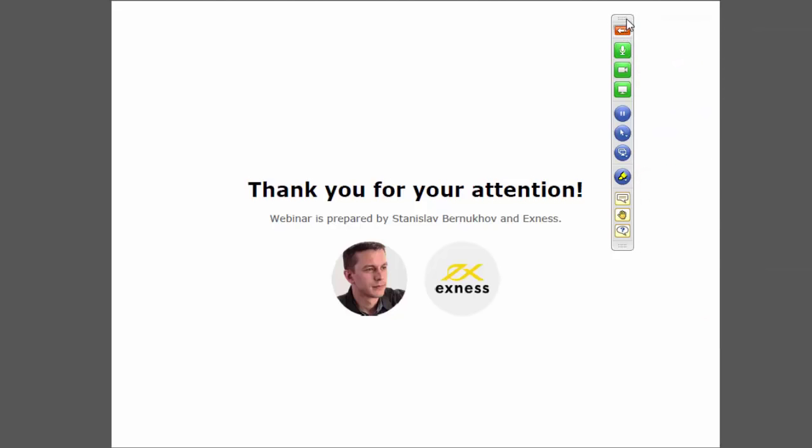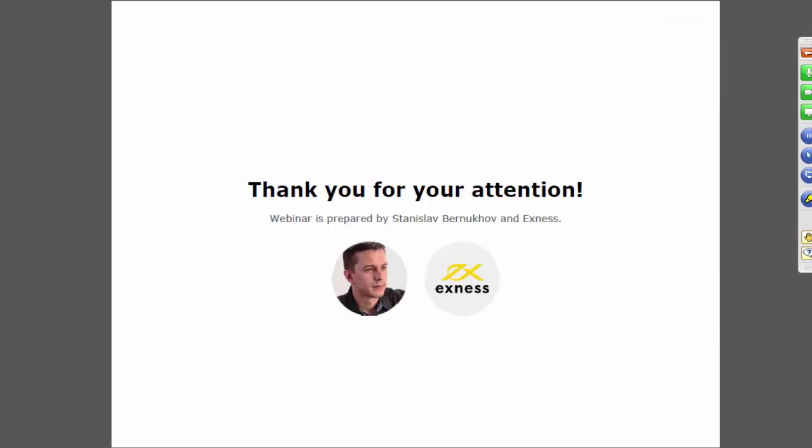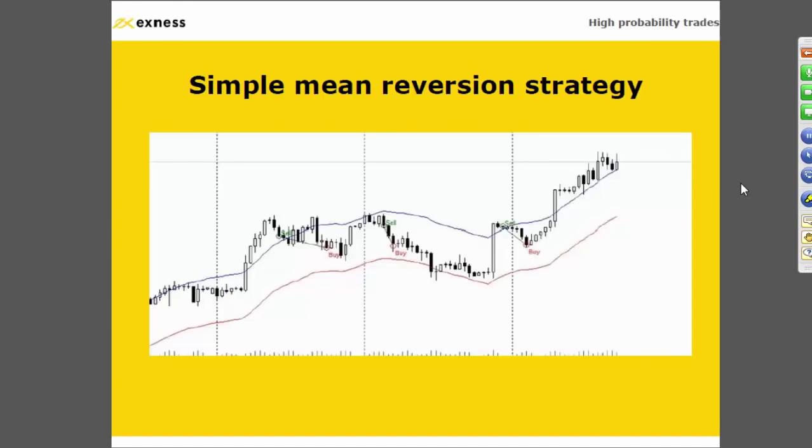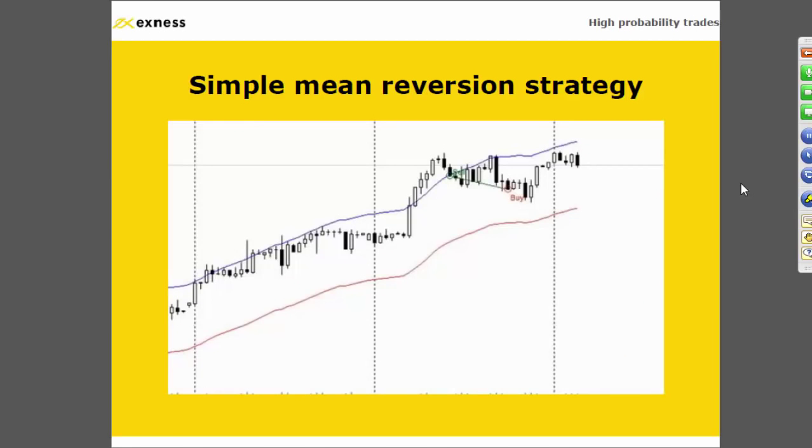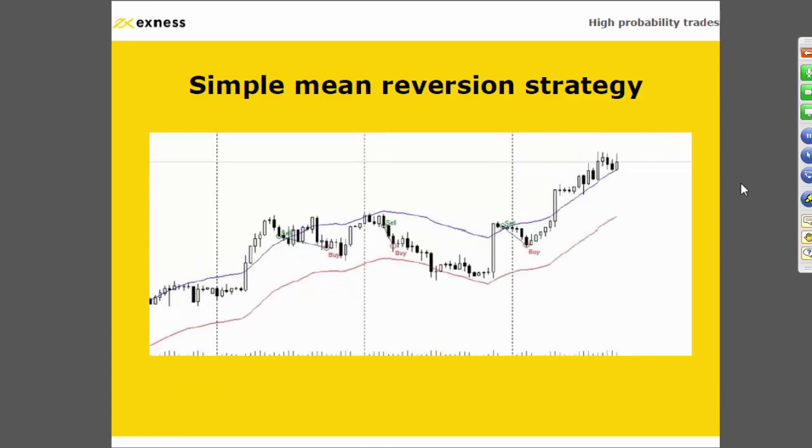How can we notice the candlestick before the big move or big reversion? Is there any trick, any candlestick pattern before a big move for mean reversion trades?